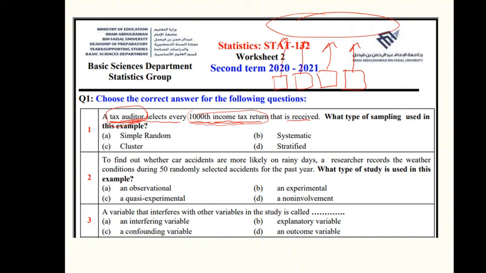So what sampling is used here? As you see here, they picked the first one, then the 1,000th, 2,000th. So this is, as you know, systematic sampling.